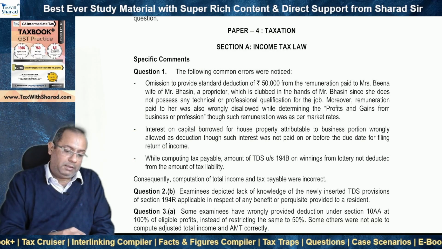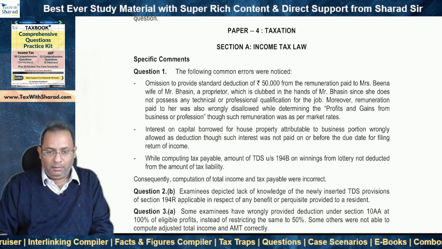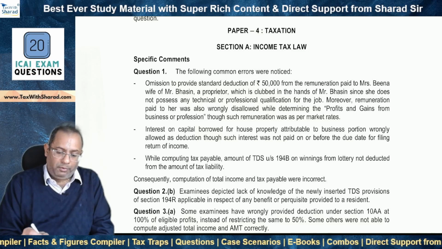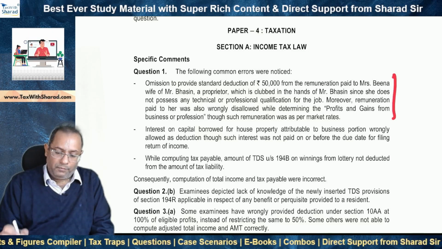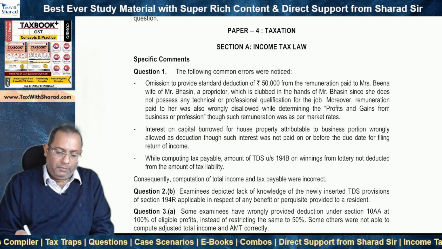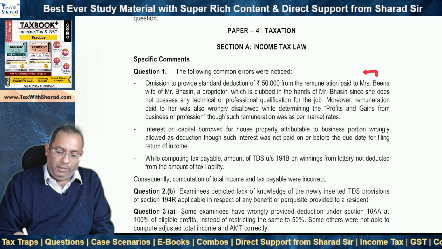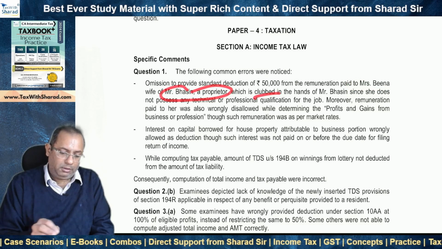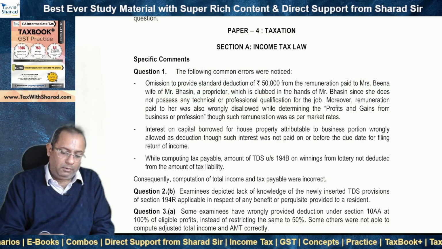Question 1, as you know, the first question, is the long or comprehensive question, and the first point is with regard to the remuneration paid to Mrs. Beena, wife of Mr. Basin, a proprietor, which is supposed to be clubbed. And we'll see what went wrong.